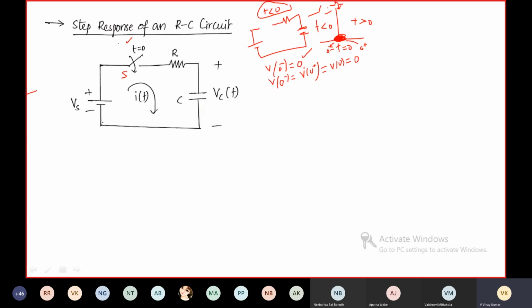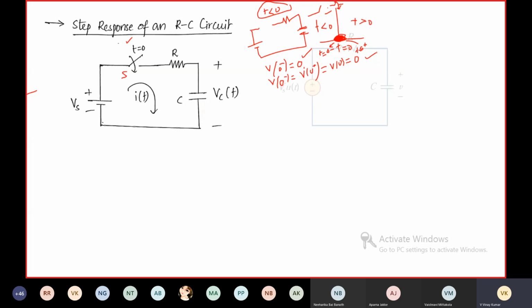Whatever the voltage is at t equal to 0 minus, the same will be available at t equal to 0 plus. That's why v(0 minus) is equal to vc(0 plus), which is equal to 0. So the initial condition is v(0) equal to 0.